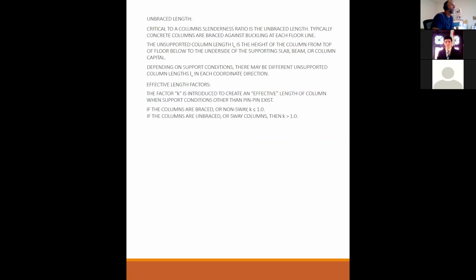And sorry for the confusion, braced or non-sway, I think ACI uses the term non-sway, but AISC for steel columns uses the term braced. And you can consider them to be interchangeable. A braced column is exactly the same thing as a non-sway column. An unbraced column is exactly the same thing as a sway column.